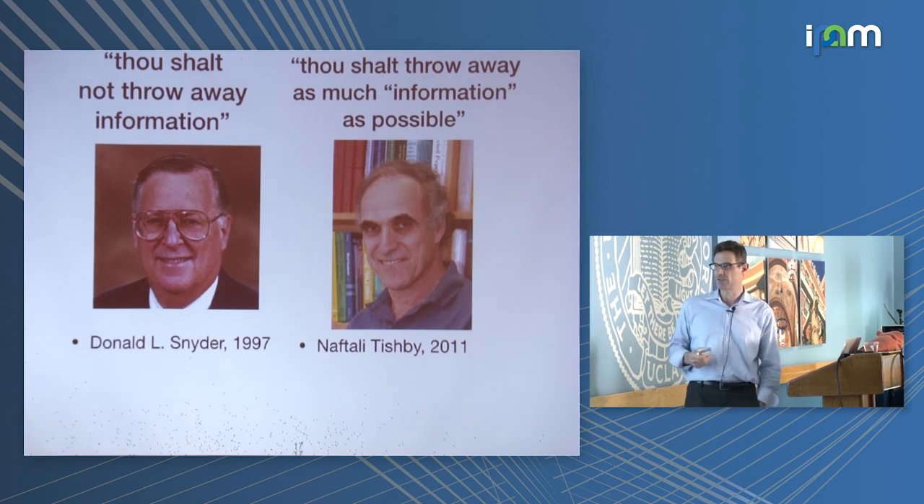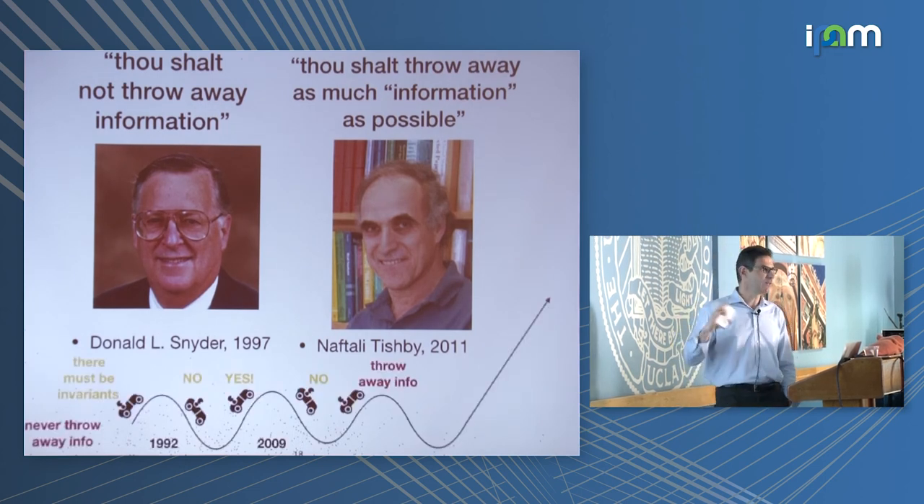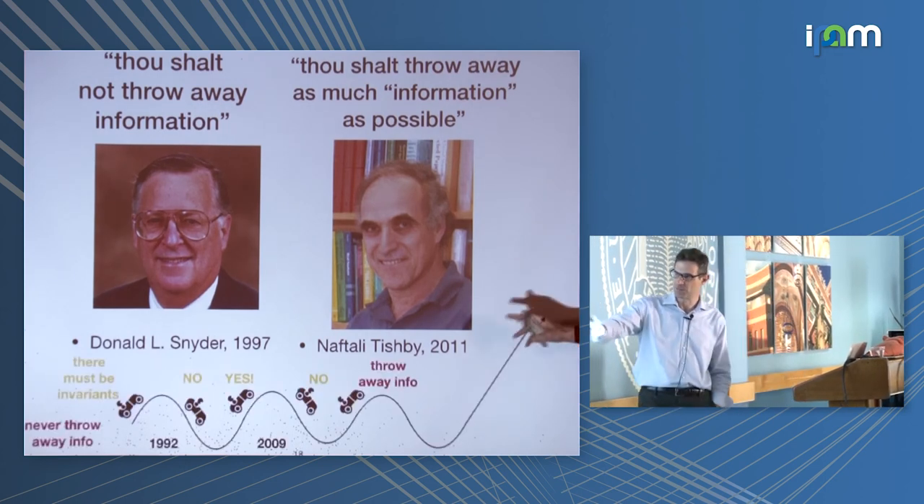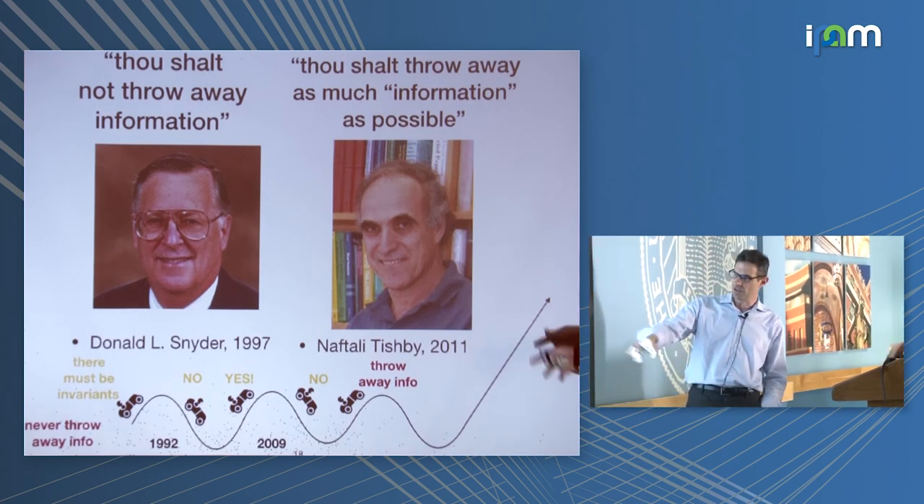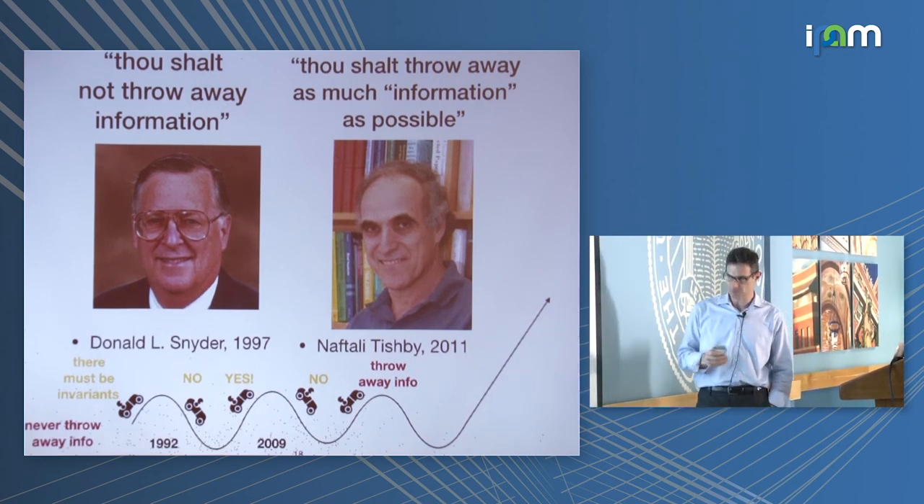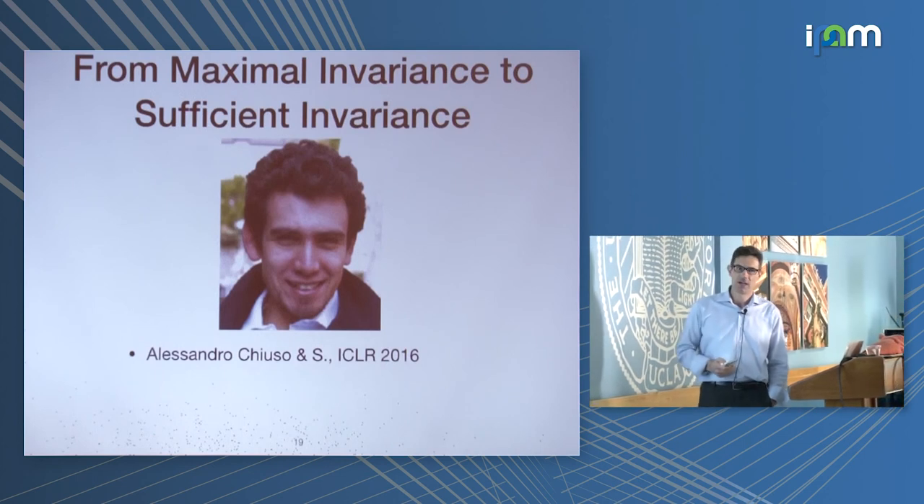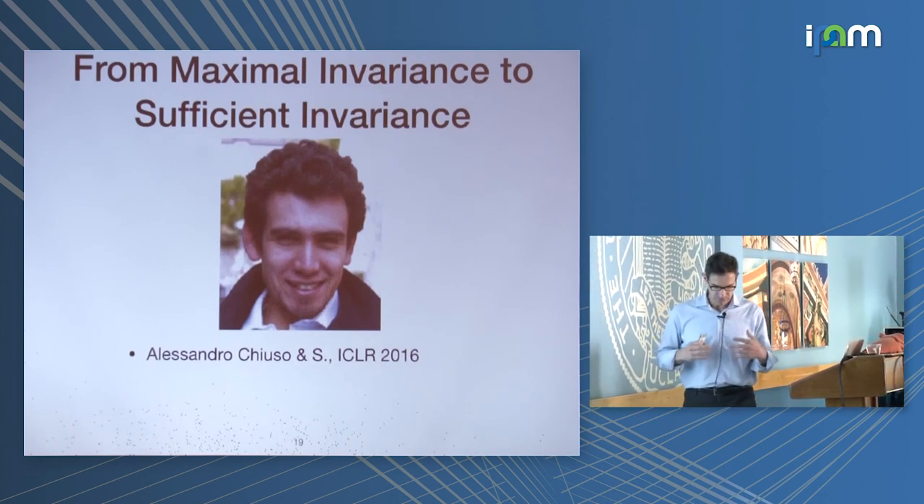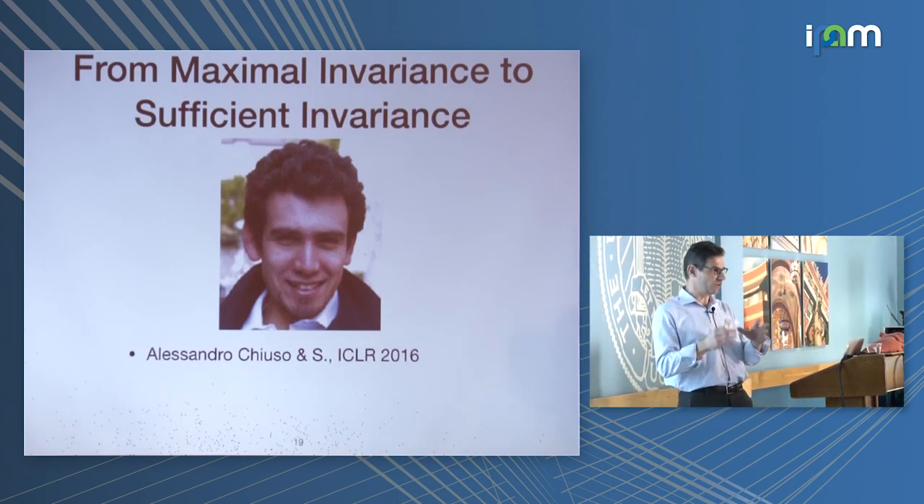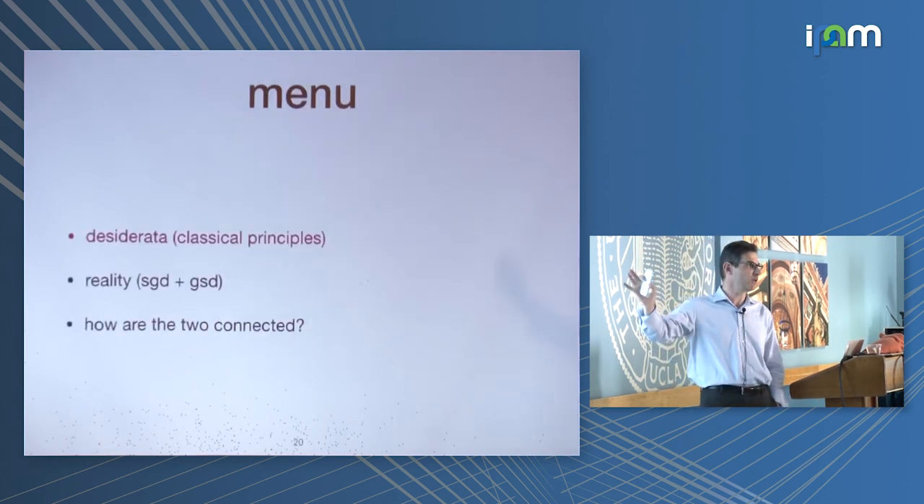So I hope to convince you that these concepts are not incompatible. And in fact, hopefully these up and down invariants exist. No, yes, no, yes. And so we'll come clear to that. Okay? And for me, the starting point was to move from maximal invariance to sufficient invariance, and I'll make that clear. Okay, so that's the menu for the day.